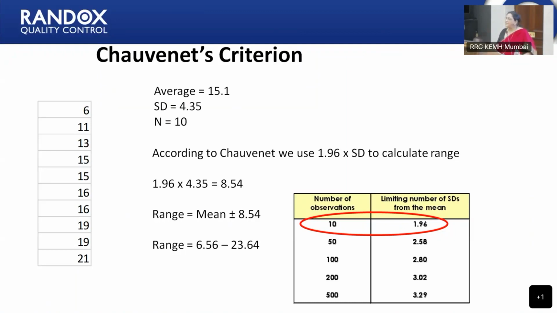In this case, 1.96 into 4.35, which was the SD, so the answer is 8.54. So the mean plus and minus 8.54 and the range is derived. Again, any value falling beyond this range is excluded.